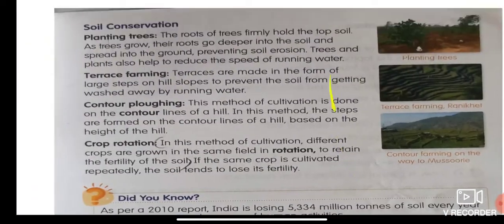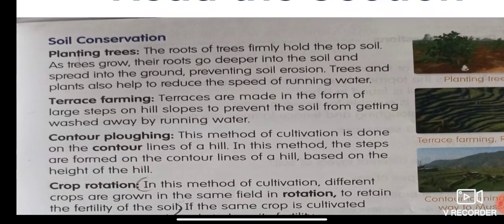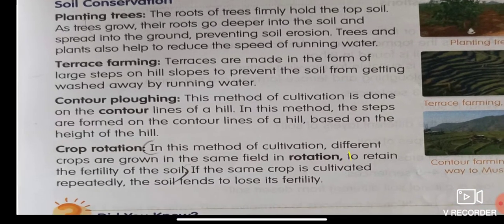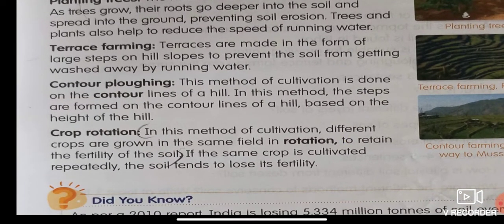So what is soil conservation? First of all, planting trees. The roots of trees firmly hold the topsoil. As trees grow, their roots go deeper into the soil and spread into the ground, preventing soil erosion. Trees and plants also help to reduce the speed of running water. That is planting trees. Terrace farming: terraces are made in the form of large steps on a hill slope to prevent the soil from getting washed away by running water.